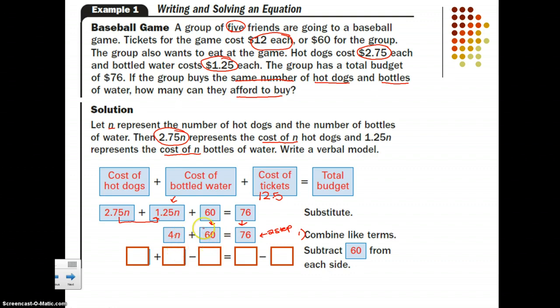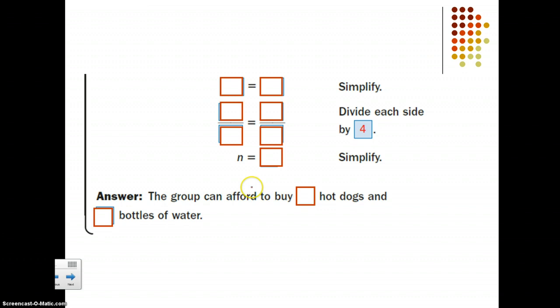First thing we need to do is clear the constant. So we subtract 60 from each side. Again, they set it up horizontally. I like to set it up vertically. You end up with the 60s crossing out on the left, so you're left with 4n, and 76 minus 60 is 16. Now we've got to get rid of the 4 that's being multiplied to n, so the inverse of that is dividing, and that's what they do here, divide every side by 4. n equals 4. This was simplifying our problem.